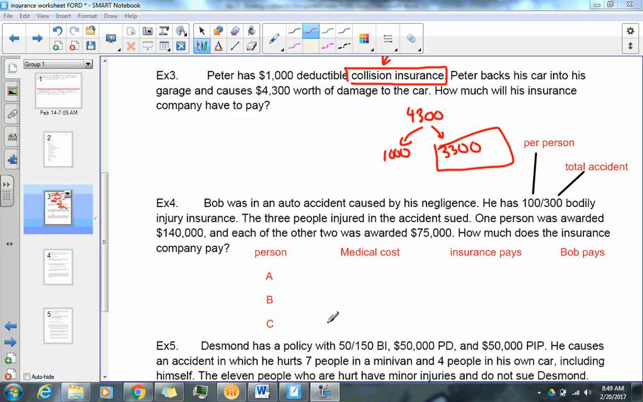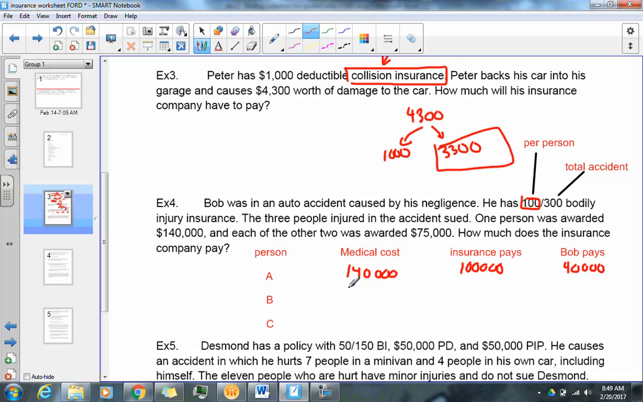Now I just labeled them person A, B, and C. So the medical cost was $140,000. Based off Bob's insurance, it says 100,000 is the max that the insurance will pay. So if someone needs more than 100,000, the insurance will top out at 100,000, which means Bob pays the remainder part, which is $40,000.